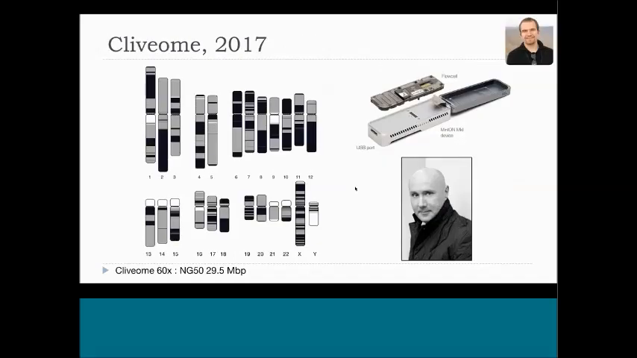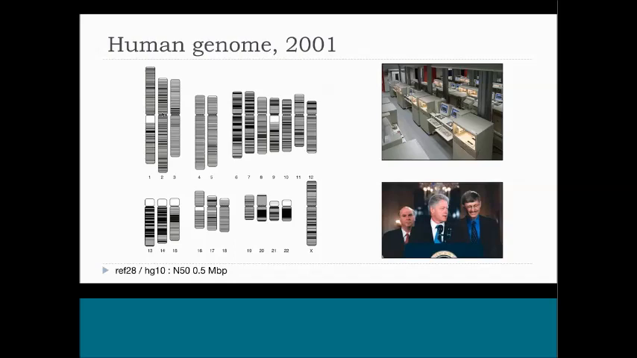If we fast forward now to Sergey's assembly of the Clivome in 2017, on the data that I presented a few slides ago, this represents the continuity of that assembly of a single individual sequenced by himself on these nanopore devices and assembled with our Canu assembler. This is what 60x coverage of a nanopore human genome looks like, with a 29.5 megabase pair contig N50. Some of the chromosome arms now, like the short arm of 2 here, essentially have a single unbroken alignable contig from telomere to centromere, output straight from the assembler without any intervention. So, a huge advancement in terms of continuity.